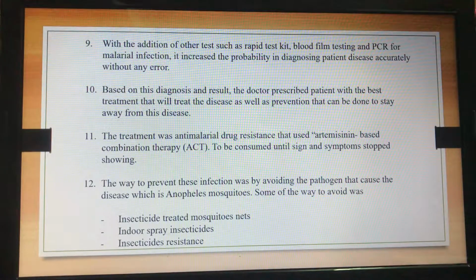The treatment was anti-malarial drug that used artemisinin-based combination therapy. It is to be consumed until the signs and symptoms stop showing. The way to prevent this infection was by avoiding the pathogen vector that caused the disease, which is the Anopheles mosquito. Some of the ways to avoid it were insecticide-treated mosquito nets, indoor spray insecticide, and insecticide resistance.